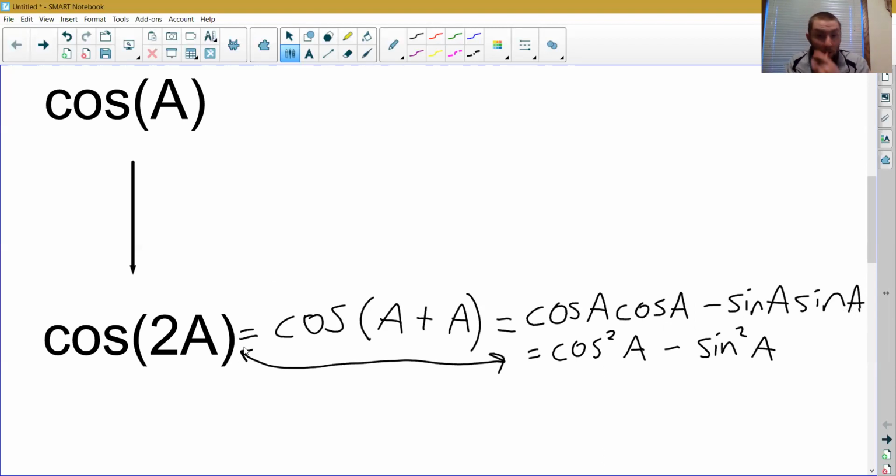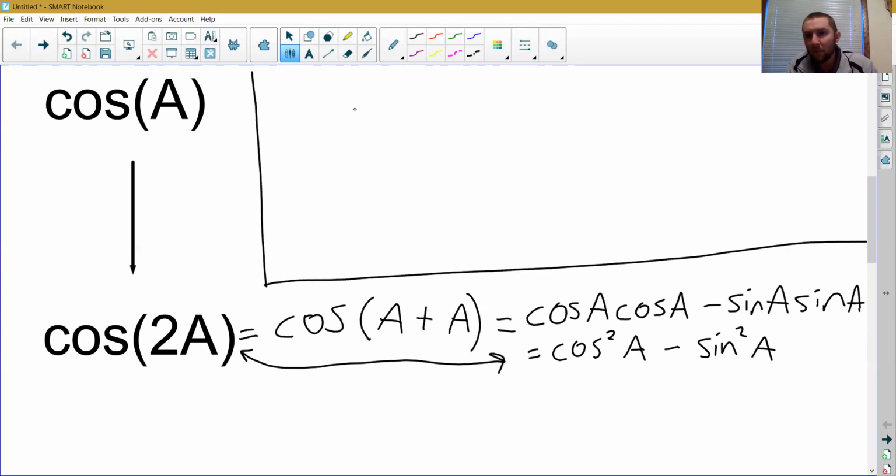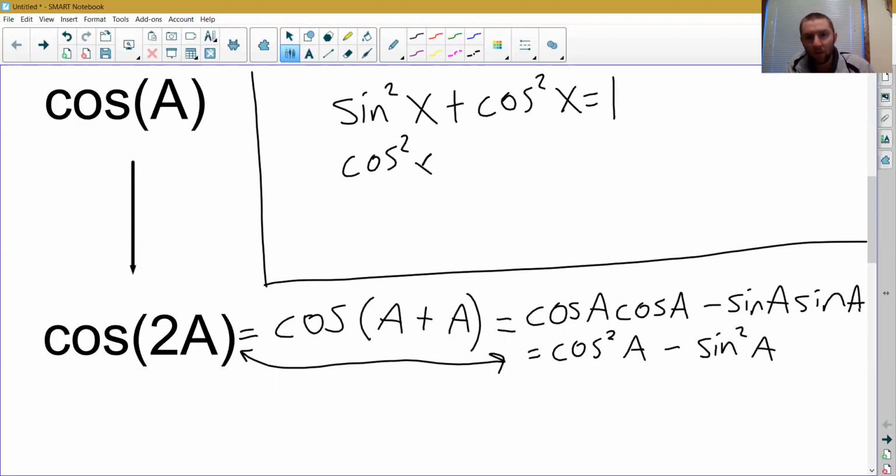And of course, we can go backwards as well. Now, when we talk about cosine squared and sine squared, I hope you remember this idea. We had a Pythagorean identity that said the sine squared of anything plus the cosine squared of anything is equal to 1. And of course, that works backwards as well. Cosine squared of anything plus the sine squared of anything, as long as the x's are the same in the cosine squared and sine squared, is equal to 1.